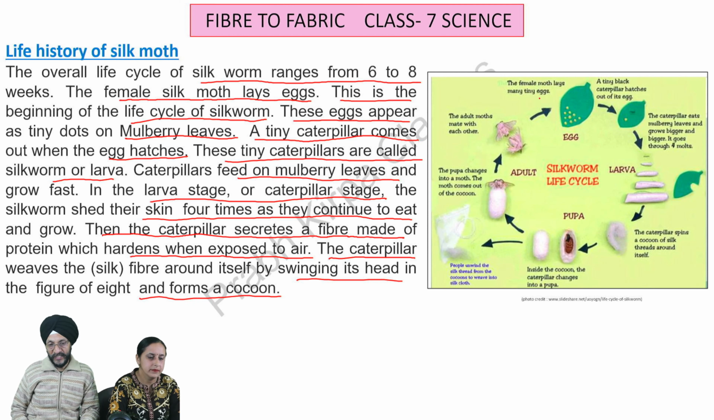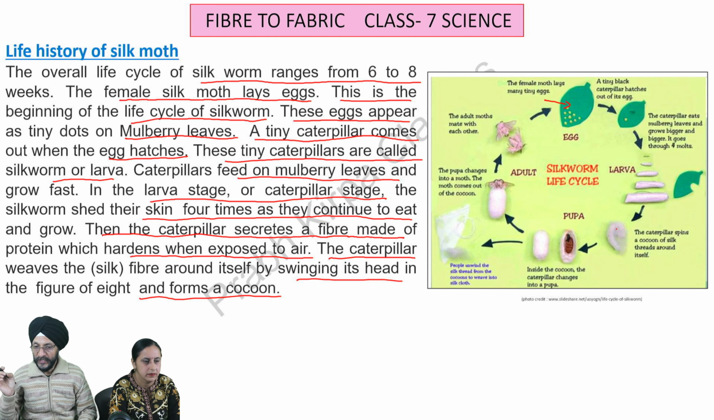In this picture, you can see that the female moth has laid its eggs on the mulberry leaves at suitable temperature and under proper humidity. These eggs hatch into larvae, and these larvae are also called caterpillars or silkworms. Later on, these larvae secrete a liquid which on coming into contact with air hardens and forms the fiber which is known as silk fiber.